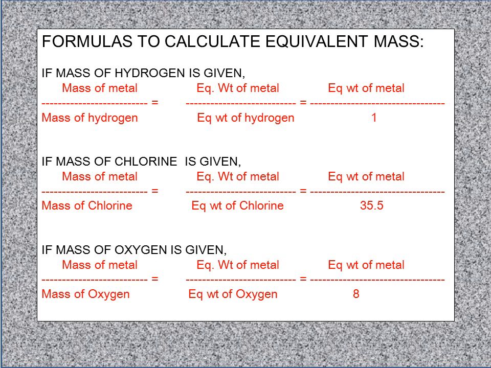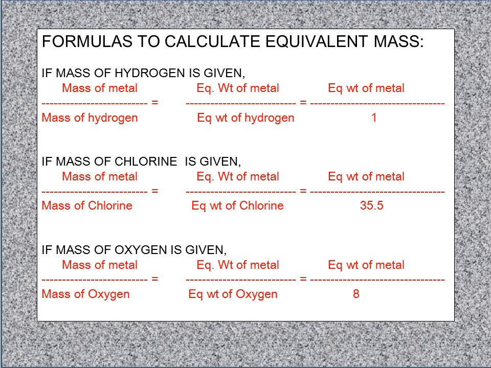If chlorine mass is given, then mass of the metal by mass of chlorine will be equal to equivalent mass of metal by 35.5. So if you want to find out equivalent mass of the metal, then you take the mass of metal, you divide it by mass of chlorine, you multiply it by 35.5. A problem is given in the evaluate yourself question in your textbook.